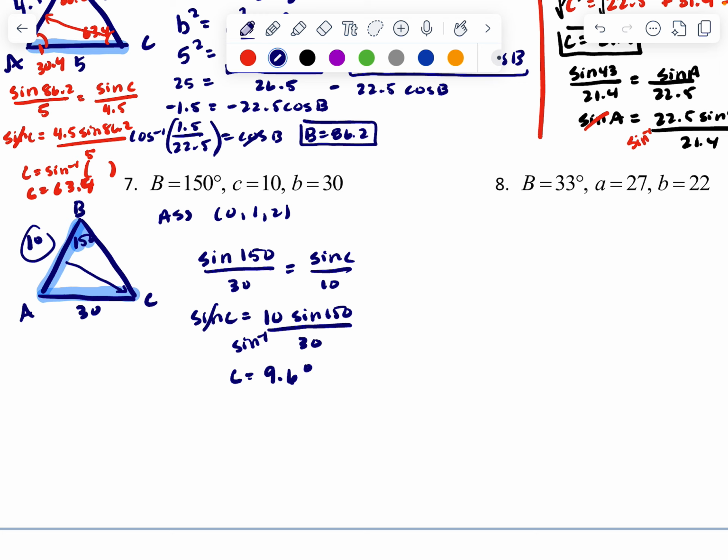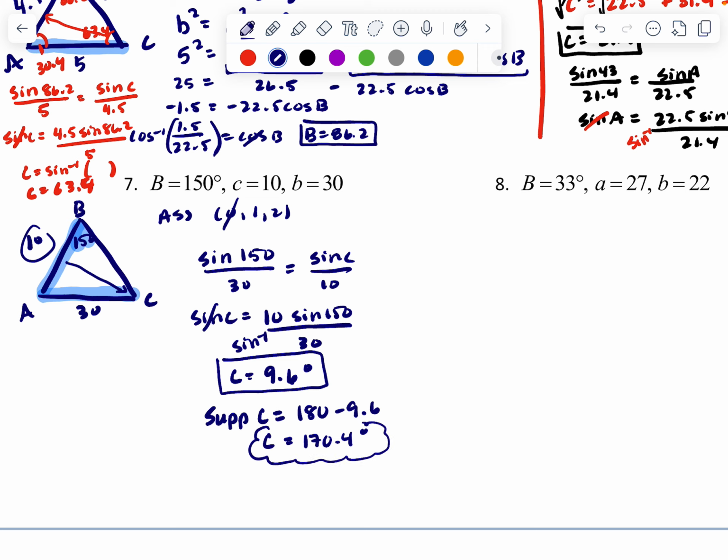Which is totally fine, which just means that I'm not going to have 0 solutions, right? I'm either going to have 1 or 2. So this is how I need it written up. After you find that, check for another solution. So I'm going to find the supplement of angle C, which is 180 minus 9.6, right? So if you do 180 minus 9.6, you're going to get 170.4. So angle C, the other one, could be 170.4 degrees.